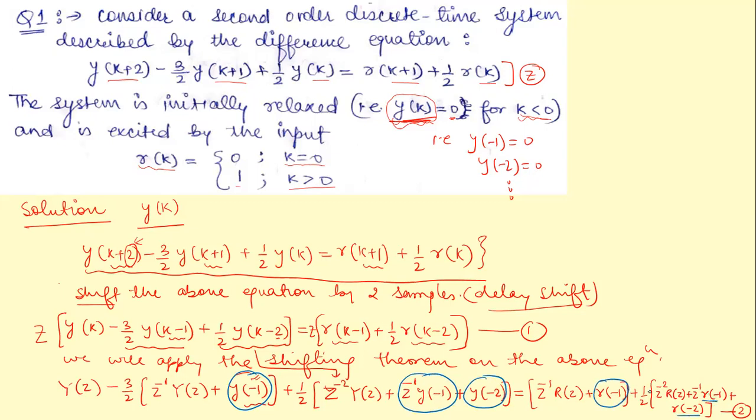Now why is it 0? Because it is given in the statement of the question. And also, as you can see, this input rk is 1 for k greater than 0, right? For equal to 0, for less than 0, again it is not given. So we will assume that for less than 0 also it is 0, right? So that means for all the negative samples, the value of r and y will be 0.